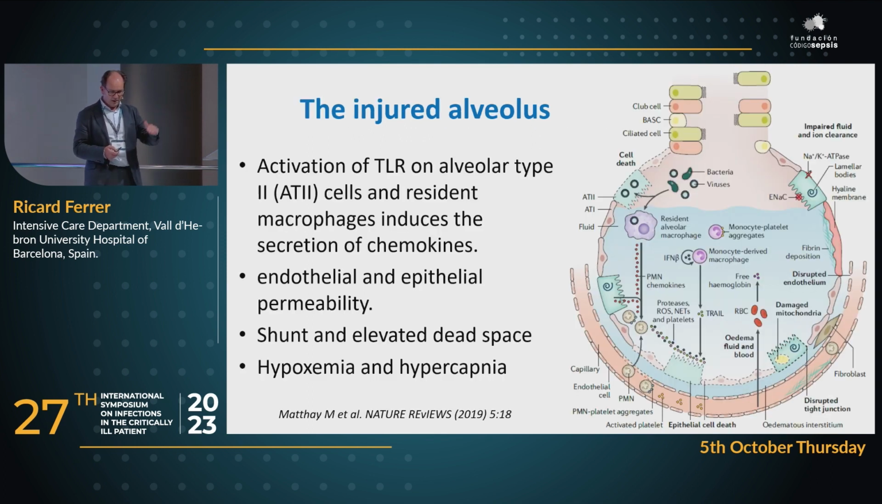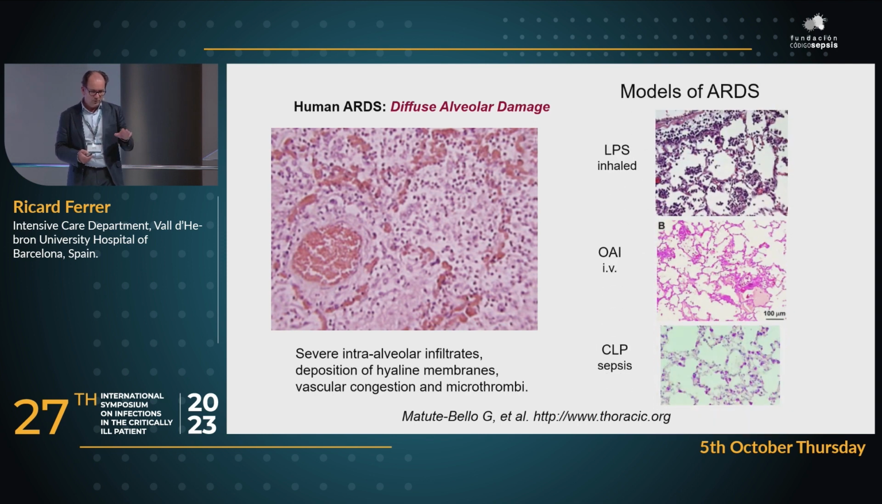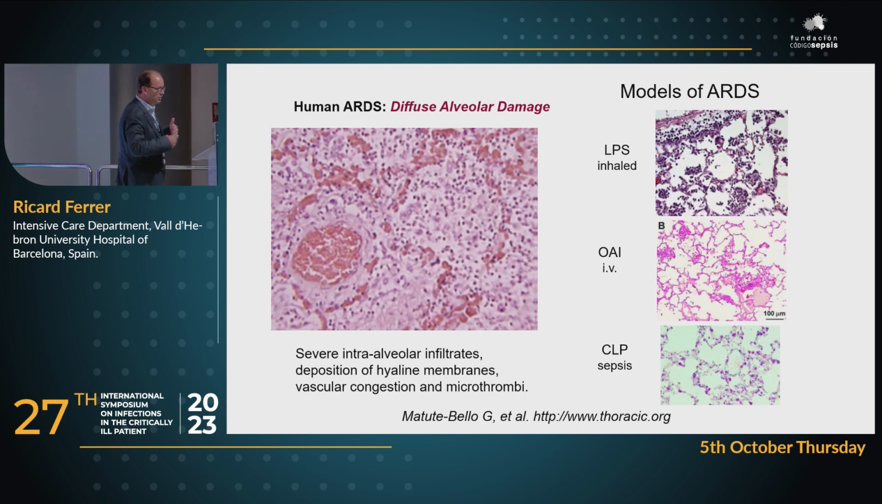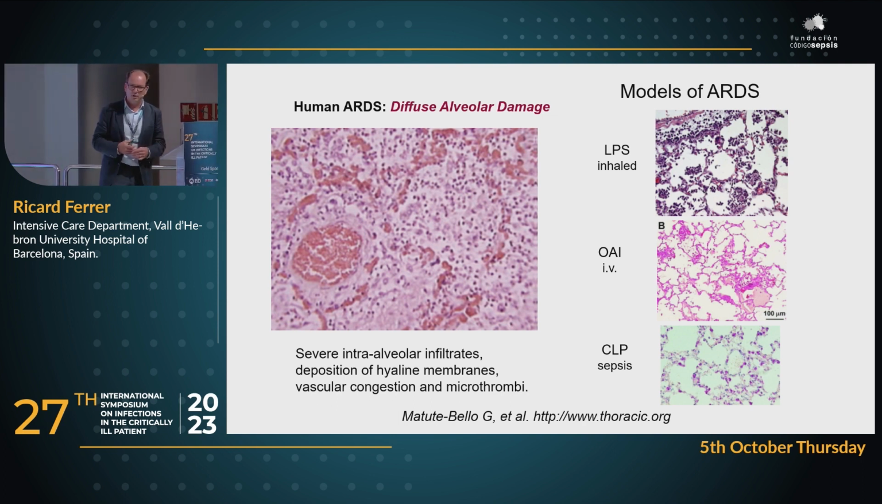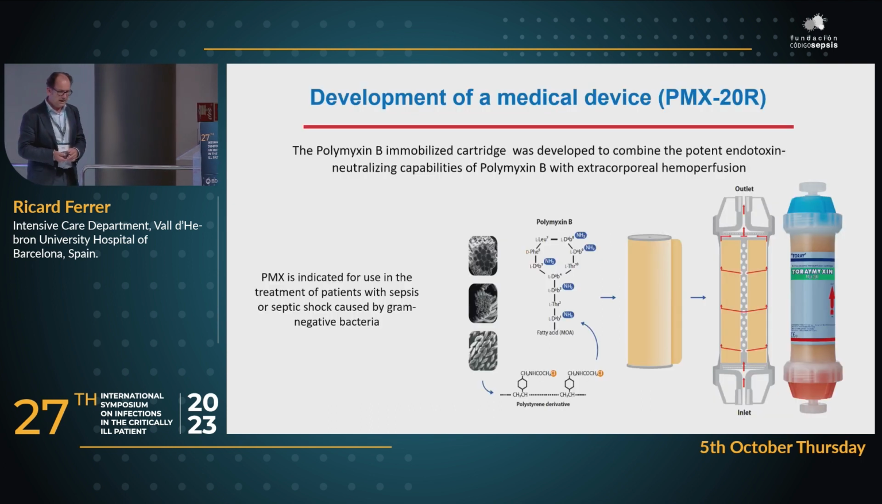And the same for ARDS. The administration of LPS produced diffuse alveolar damage very similar to other experimental models of sepsis. So at the end, we have endotoxinemia producing systemic inflammation and organ damage, but you have seen that endotoxinemia is also able to damage organs directly.